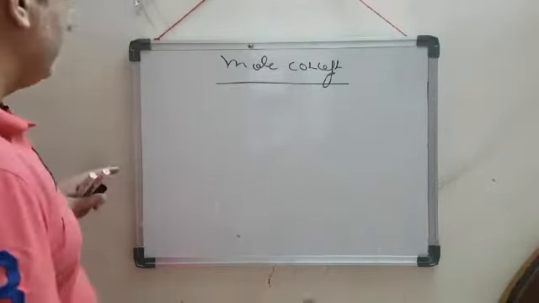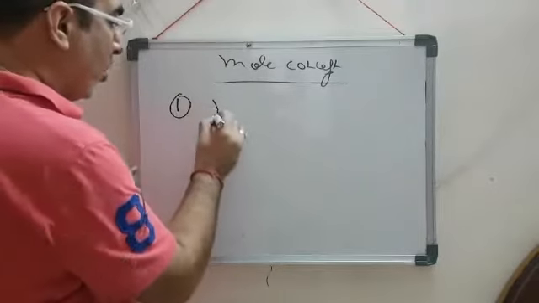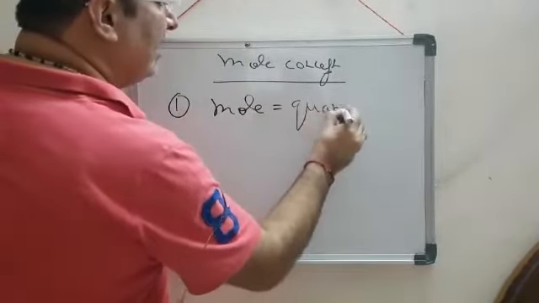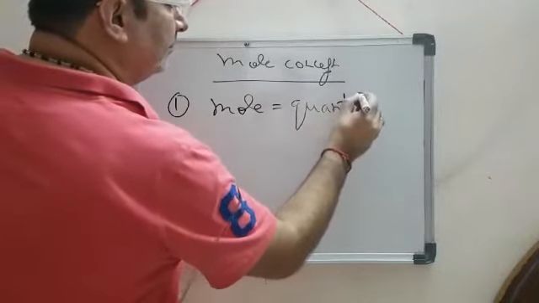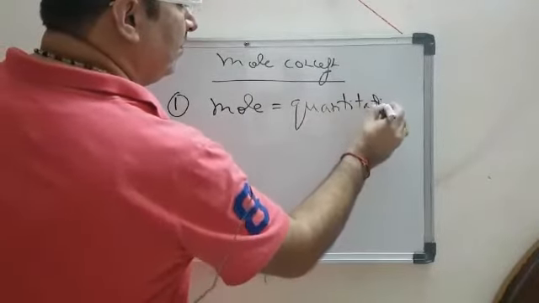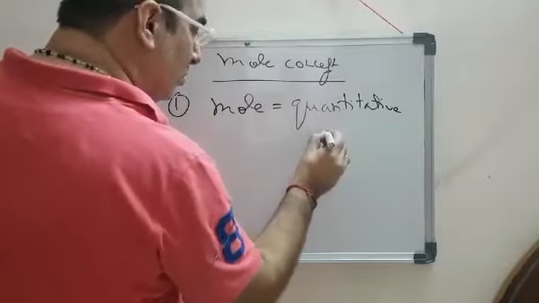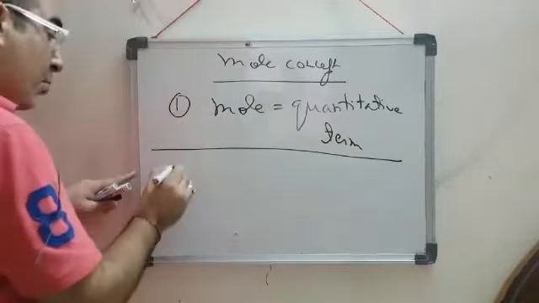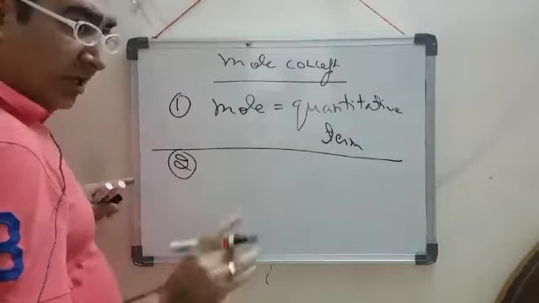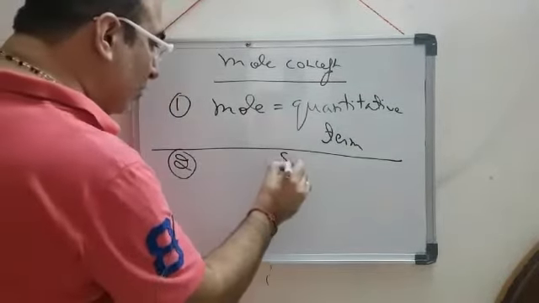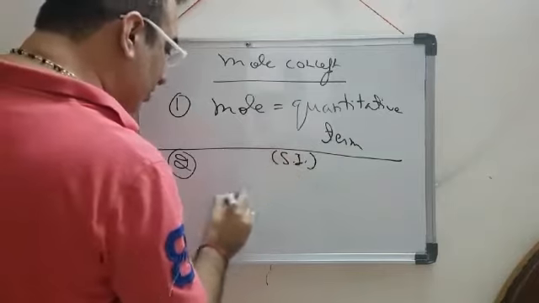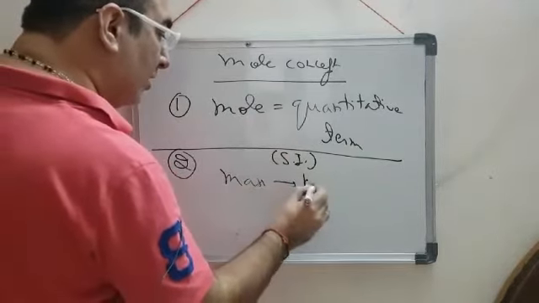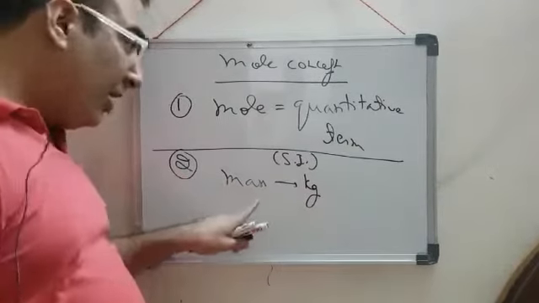First of all, you understand that mole is a quantitative term. It is a quantity based term, meaning it tells you about the amount of substance. Mole is basically used in chemistry. Suppose you go for SI units: the SI unit of mass, you already know, is kg.